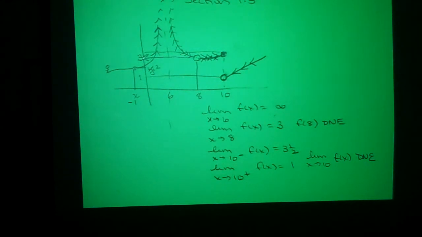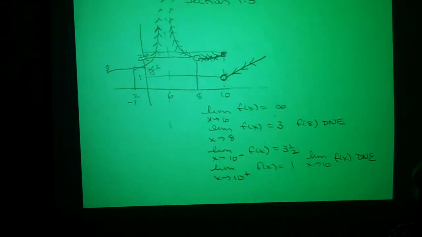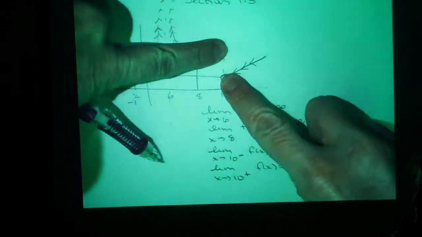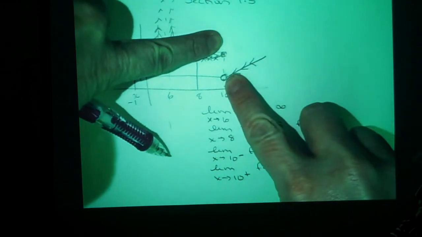So graphically, that's what we're looking for. If we are on the function and walking down from the left or from the right, are we getting closer and closer to a certain y value? Or are we blowing up to infinity? Or when we come from the left and the right, are we not matching and coming to the same y value?